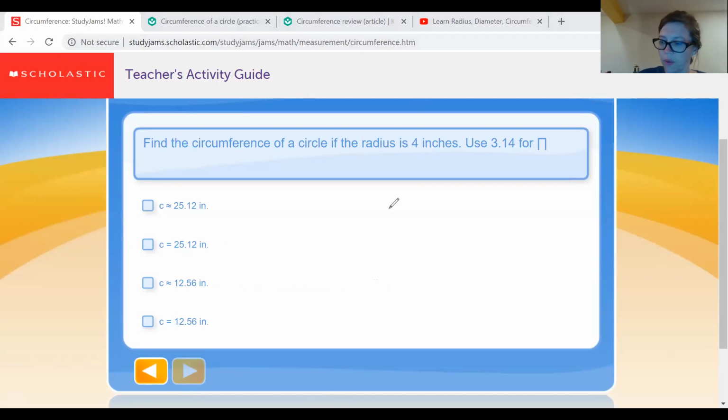So if we are trying to find the circumference, remember, pi times the diameter, if you have the diameter, it would be pi times d. But in this case we have the radius, so it's going to be pi times 2 times the radius. Pi is 3.14 times 2 times the radius, and our radius is 4, so times 4. Let's see what answer you get. Go ahead and continue to solve that.